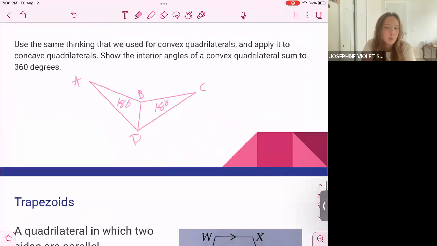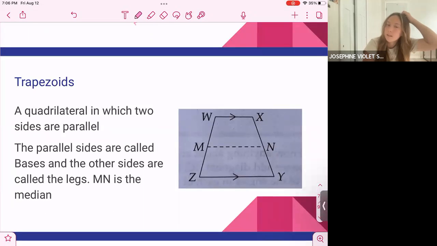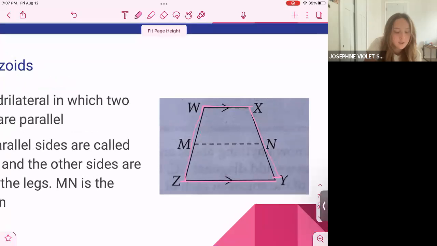So let's get into our first classification of quadrilaterals, which is a trapezoid. You've probably heard of these basic shapes. A trapezoid is a quadrilateral in which two of the sides are parallel. On this quadrilateral, we can see that the parallel sides, WX and ZY, are called the bases of the trapezoid, and the sides WZ and XY are called the legs of a trapezoid. This little dashed line here is called the median, and it comes in really helpful when we're trying to solve for things like area.